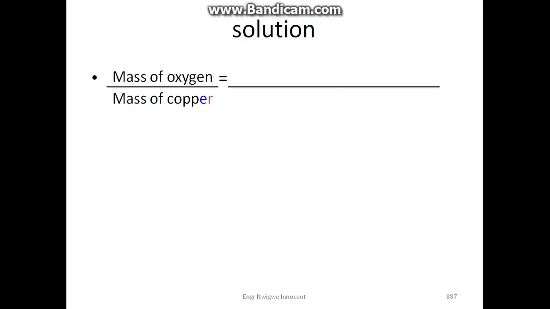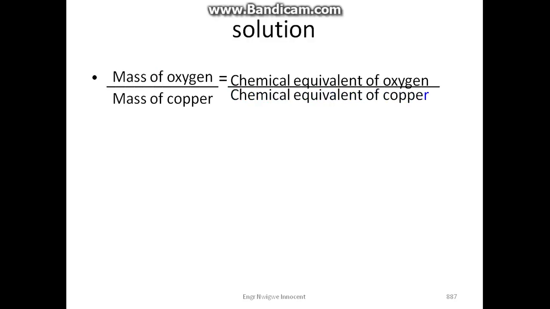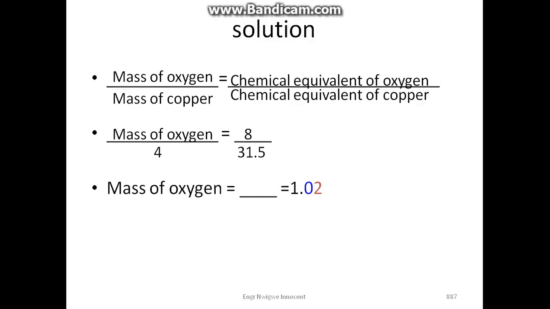Solution. Mass of oxygen over mass of copper is equal to chemical equivalent of oxygen over chemical equivalent of copper. Mass of oxygen over 4 is equal to 8 over 31.5. Mass of oxygen is equal to 8 times 4 all over 31.5, which is equal to 1.02 gram approximately.